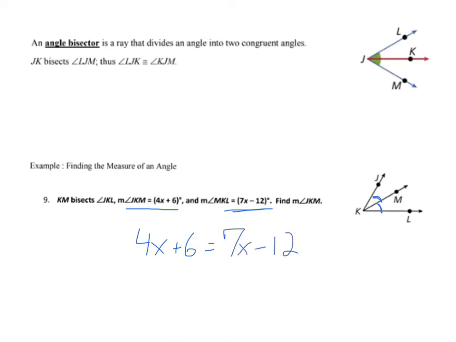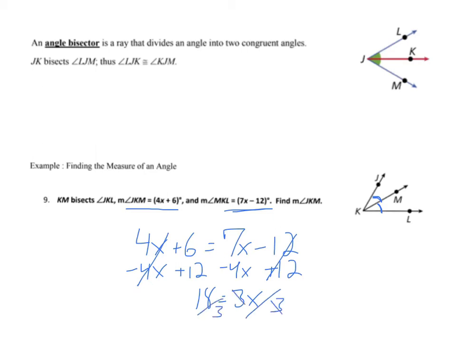And now I just need to do a little bit of algebra. I'm going to get my x's to one side by subtracting 4x. And if I'm moving my x's to the right, I'm going to move my numbers to the left. So I'm going to add 12 to the left to cancel that 12 out. I get 18 equals 3x. I don't want 3x, I want x, so I'm going to divide both sides by 3 to get rid of that 3, and I get x equals 6.